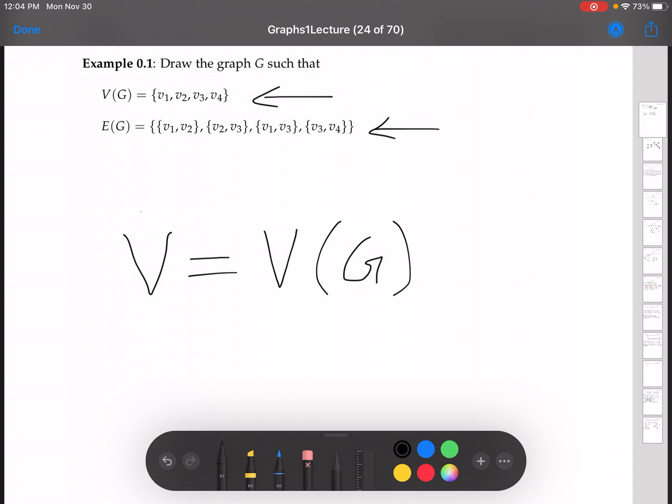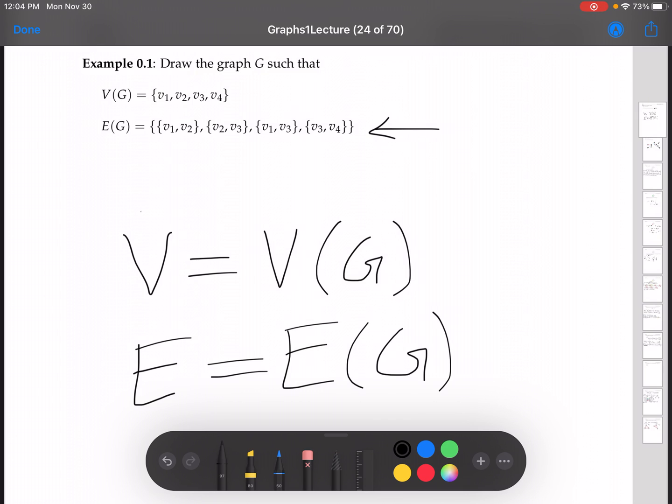Similarly, for the edge set, the Zybook uses just an E, but I use E of G to denote that I'm talking about the edges of this graph G that we're going to draw here. Okay.